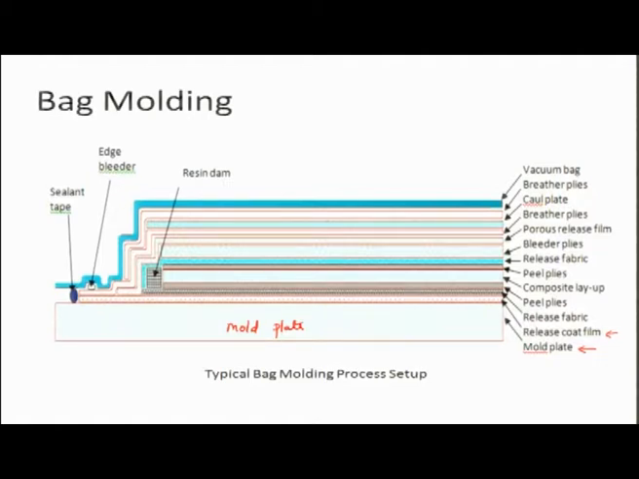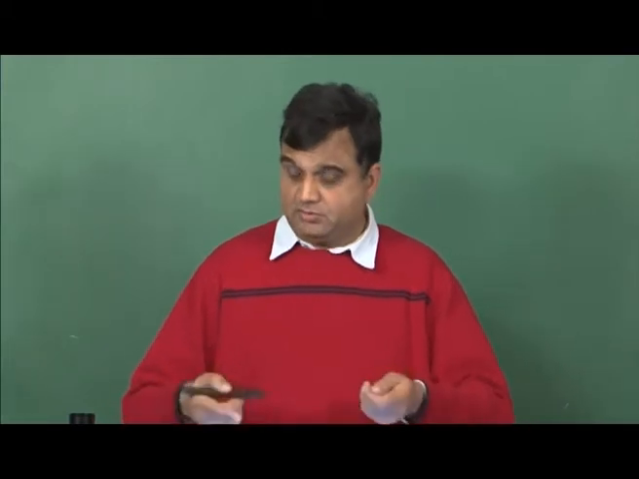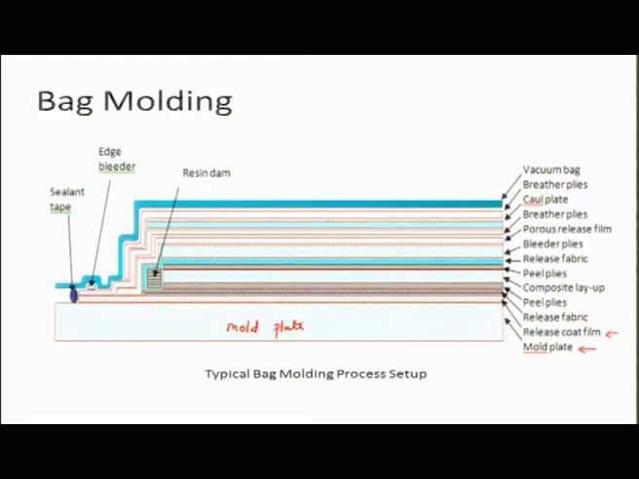So what does this ensure? It ensures that whatever composite is being fabricated, its epoxy does not get bonded to the plate. Otherwise, when I make the next part, the mold plate surface is not good and it will get destroyed, so I have to make another mold plate. That is the purpose of the release coat.